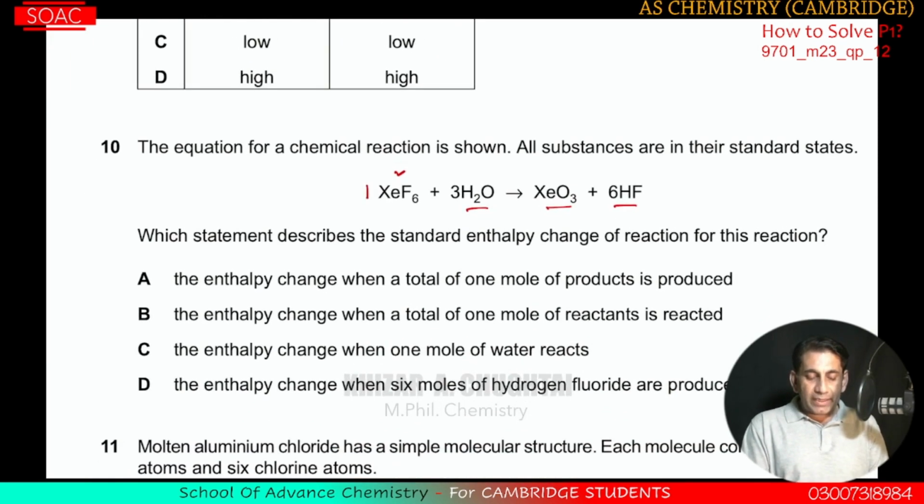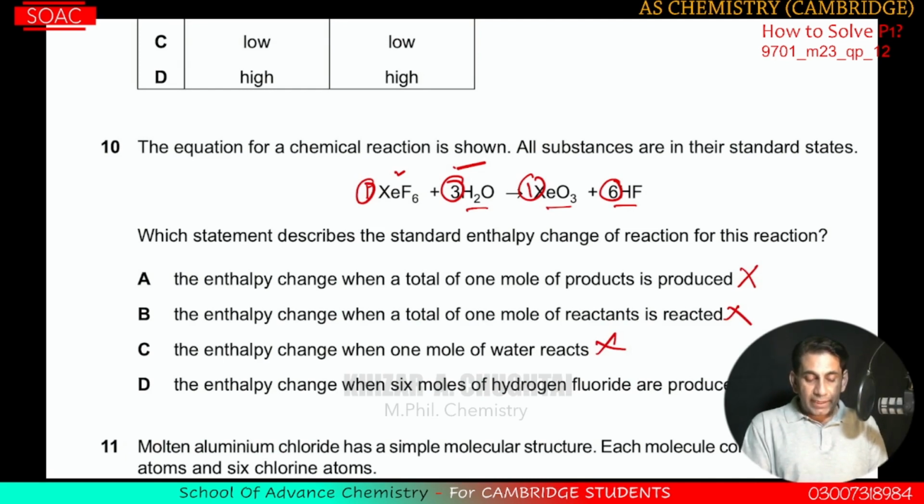So let me check the options. Enthalpy change when a total of 1 mole of product is produced. No, basically 7 moles of products are present here. Enthalpy change when a total of 1 mole of reactant is reacted. No, 4 moles are going to react. Enthalpy change when 1 mole of hydrogen reacts. No, 3 moles react. In this case, these first 3 options are all incorrect.